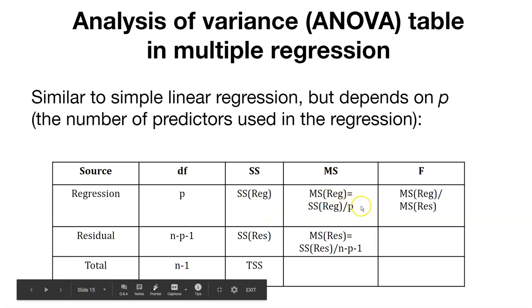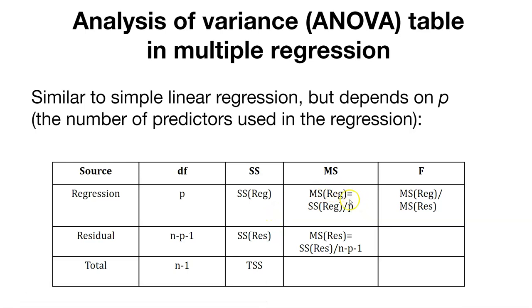We could calculate the mean square values for the regression and for the residual by taking the sums of squares and dividing them by the degrees of freedom. And then we can calculate an F statistic, and this F statistic will let us know how well our regression performs. And so with any multiple linear regression, you can add the values into a table like this to help you assess how well the variability is being partitioned in your regression equation.